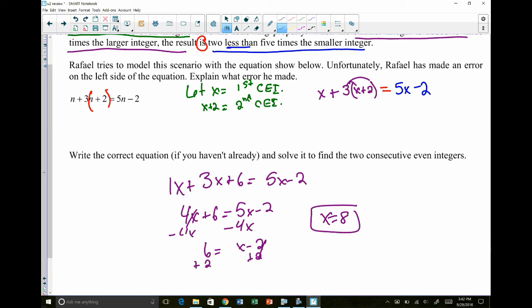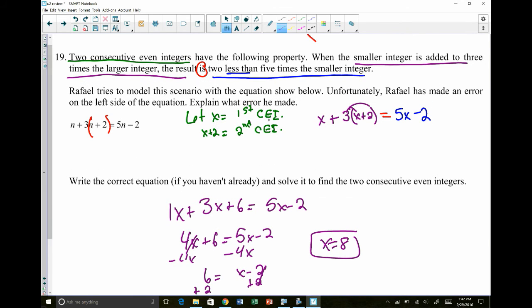That's good because 8 is an integer. 8 is also an even integer, which is what it's supposed to be. So what's the next one? 8 and 10 are the 2 integers here that we were looking for.